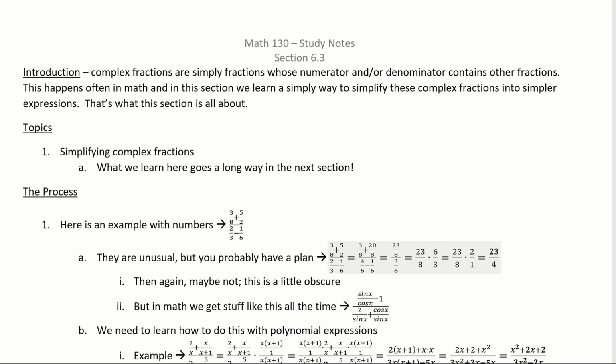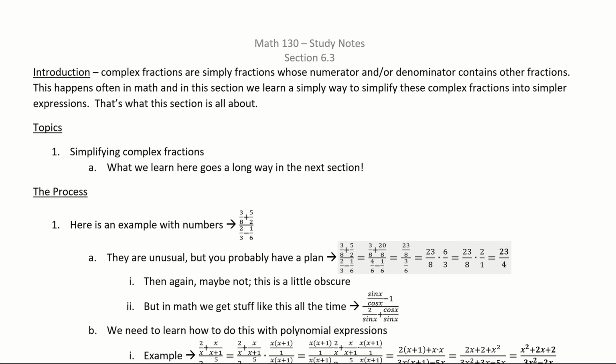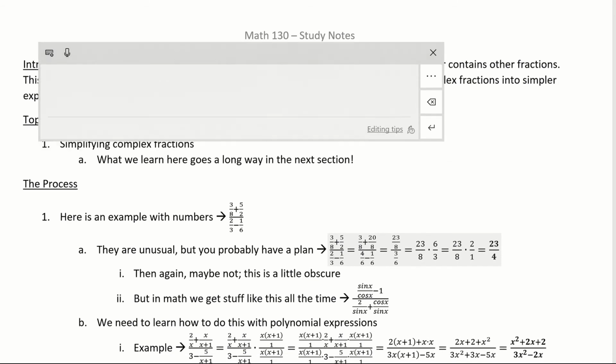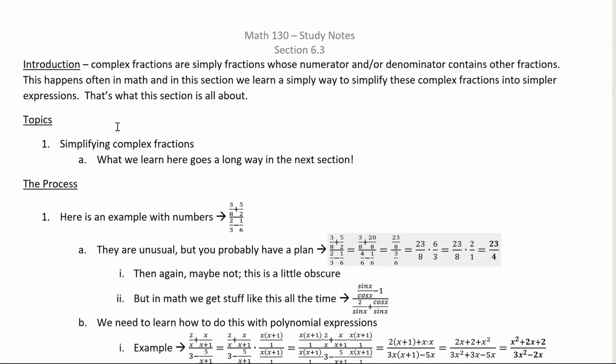Hey guys, what we're going to do now is talk about what they call complex fractions. Let me get this to draw first. Complex fractions. We need to learn how to simplify these guys. All right, so what is a complex fraction is really the question. Basically up here, it's when the numerator or the denominator contains other fractions in it.